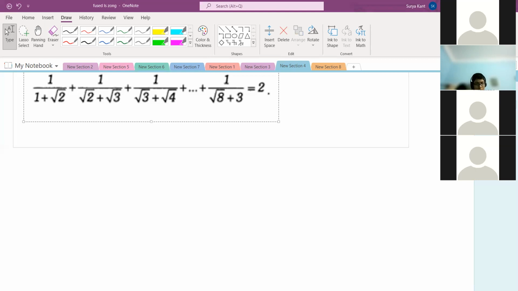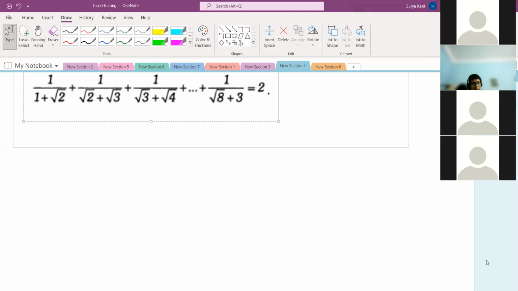If you rationalize this, what do you get? Separately rationalize, you will have the idea. 1 by 1 plus root 2. How should you do it? How to make it reciprocal? If you rationalize by 1 minus root 2, then 1 minus root 2 divided by 1 minus root 2 will come. This is easy only, sir.